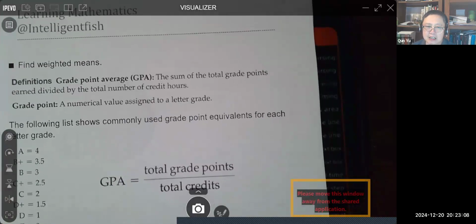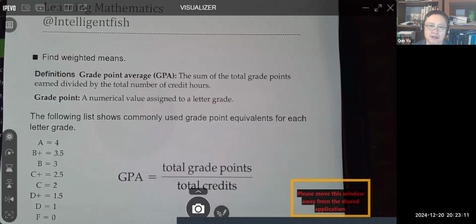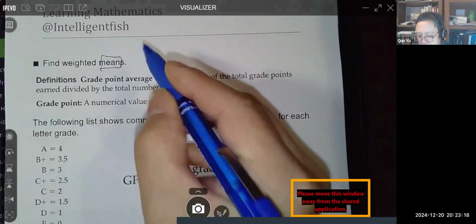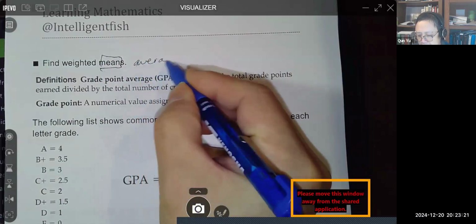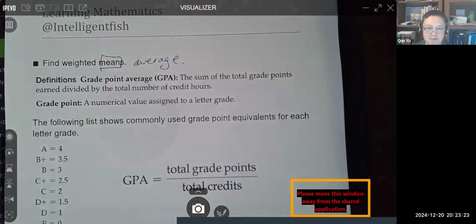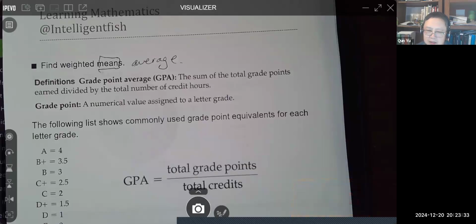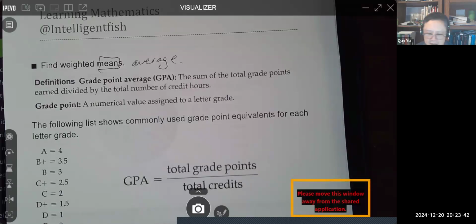Now, next topic, we are going to look at how to find the weighted mean. Weighted mean itself is another word for average. So you are looking for the average of a group of numbers. So why do we call it weighted mean? Sometimes a number appears multiple times. You don't want to add them together one by one. That's too tedious. It's not efficient. Instead, we just multiply the number by how many times the number occurred.